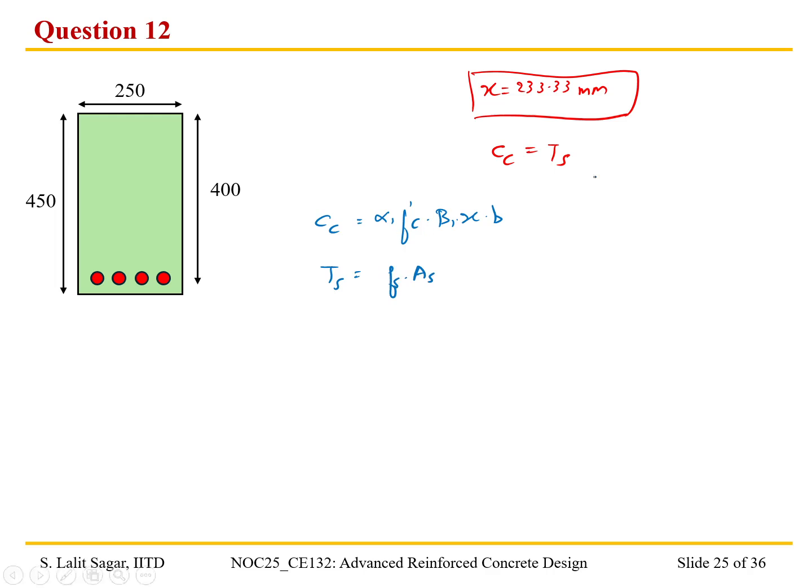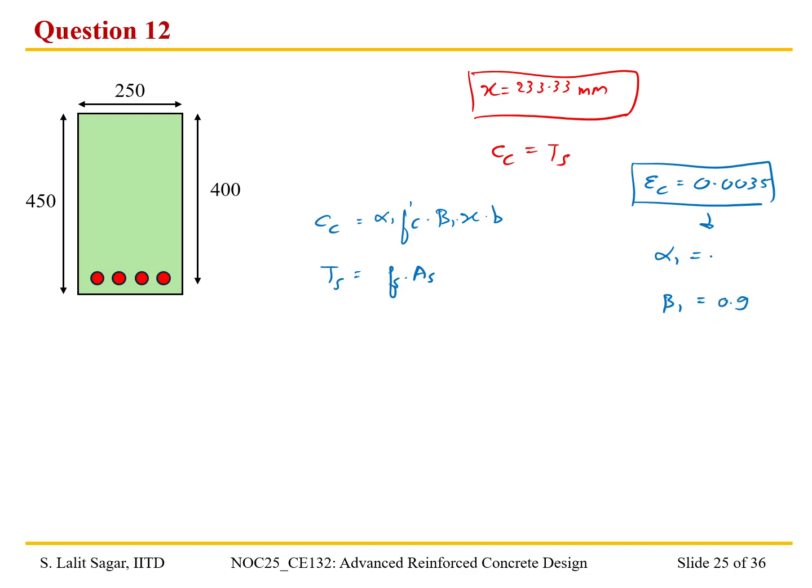So considering the value of epsilon c is equal to 0.0035, we can obtain the stress block parameters, that is alpha 1 and beta 1. For this strain value, we have the value of beta 1 as how much? 0.9. Beta 1 is 0.9.